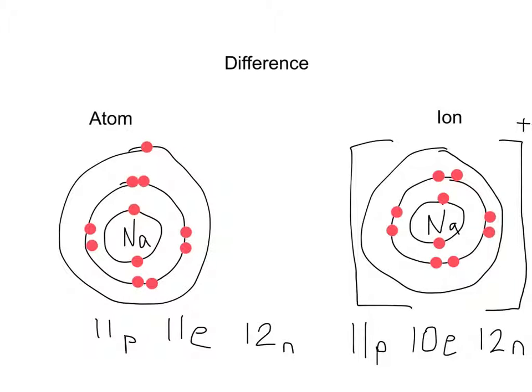Now just a reminder that if we did change the atomic number, so we changed the number of protons, we would change what element we had. It would no longer be sodium. So the number of protons has to remain the same.